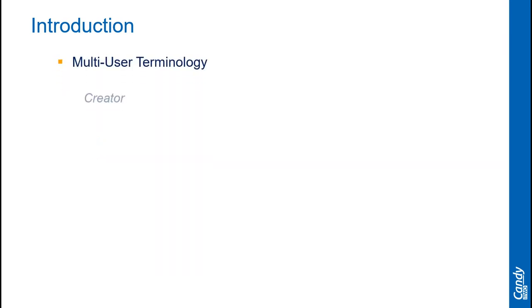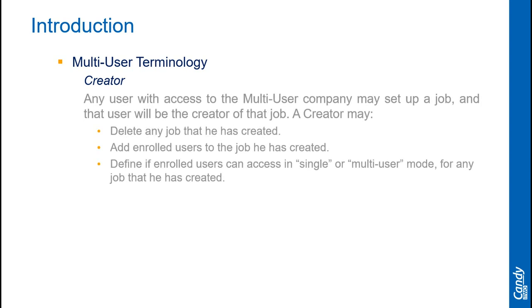And the second category of users within the multi-user company is what we call the creator. Who is a creator? Anyone who has access to the multi-user company can create a job or a project within the multi-user company. What rights or authority does he have? He can delete any job that he has created. He cannot delete any of his colleagues' jobs. He can only delete the jobs that he has created.